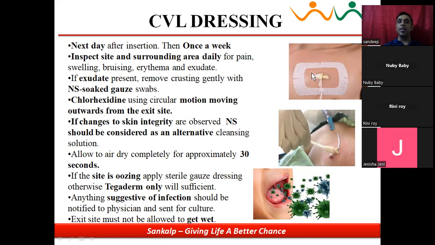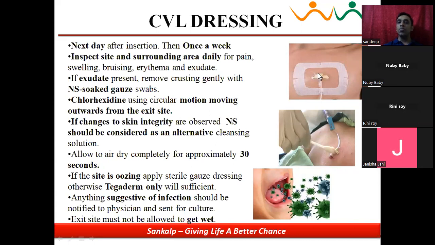And the next important thing is how we are going to clean. From inner to outer we have to come. We are not supposed to touch from outer to inner. We have to start from inner to outer. So we have to wear the examination gloves, remove the old sterile dressing, do the hand wash, have all the required items ready, and start from inner to outer. Maintaining inner to outer is very important.